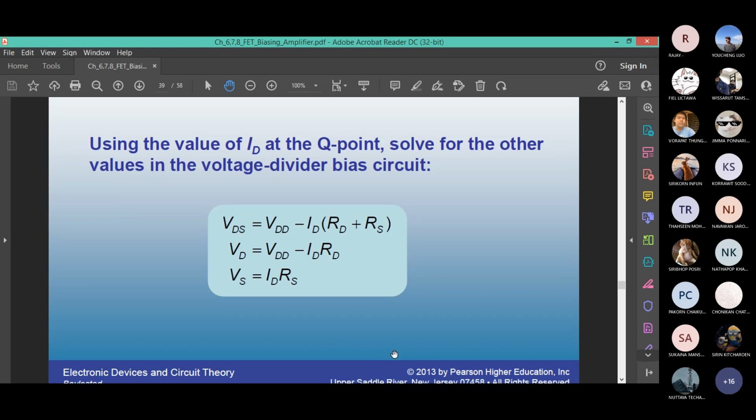These are the calculations. It's the same concept. You have an inner loop and an outer loop. You have to use KVL, Kirchhoff's voltage law equation, to solve for different parameters and to get an expression for the equation.